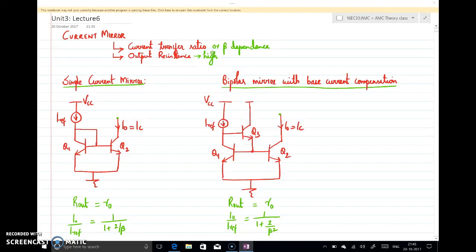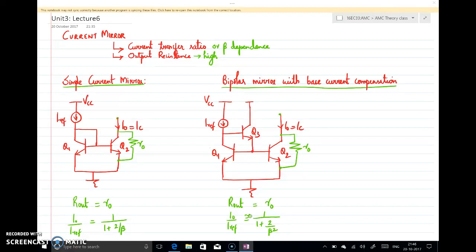If you compare these two circuits, both circuits have the same output resistance R0. This is the output terminal. At this terminal, if I look into the collector, what we are seeing here is the resistance R0 of the transistor, both here as well as in this circuit. And we have also seen the current transfer ratio. In this case it is 1 by 1 plus 2 by beta, so it is dependent on beta, but here it is approximately 1 by 1 plus 2 by beta square, so it is less dependent on beta.